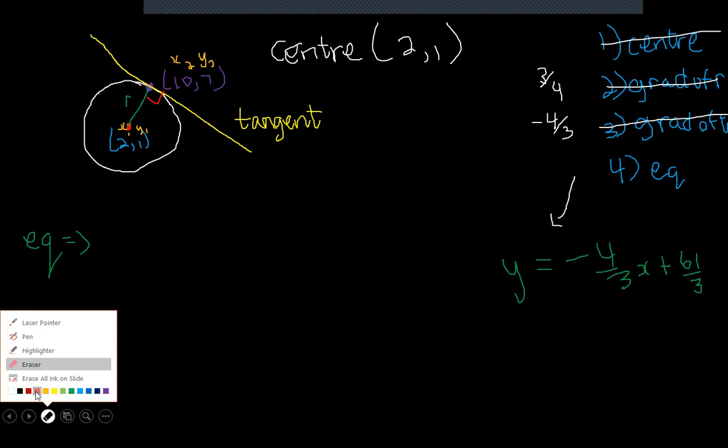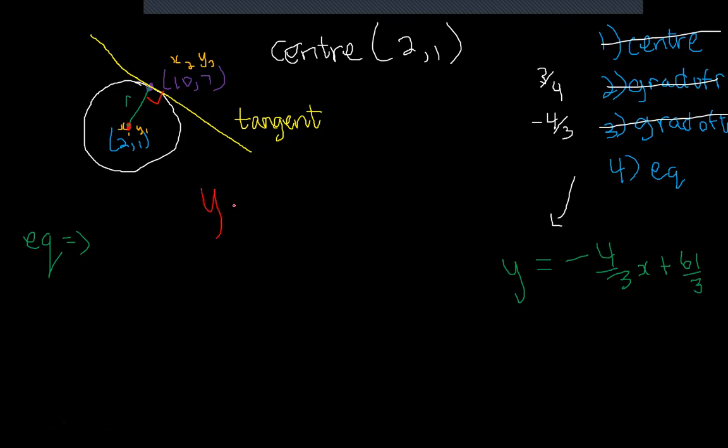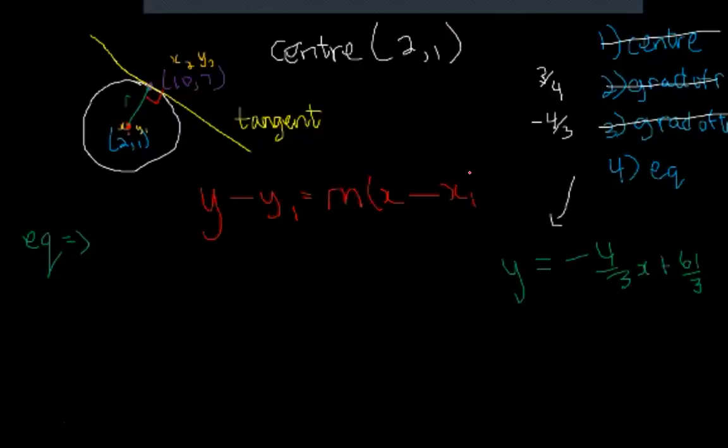Let me just write it over. You need to remember this. y minus y1 is equal to m(x minus x1). I will keep repeating it because I don't want you to forget. When finding the equation of the tangent, you never use the center. You always use the given point. Why? Because the center does not touch the tangent. So you cannot use that. If you use that, you will get it wrong.